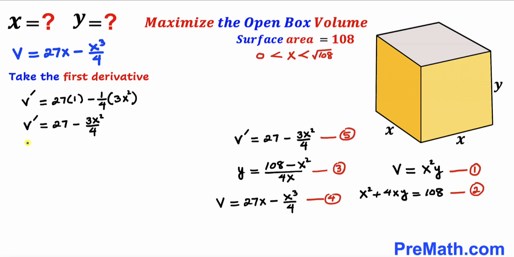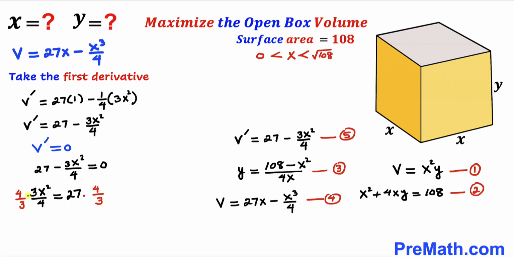And now, in order to maximize the volume, we are going to set this derivative V prime equal to 0. So this equation becomes 27 minus 3x squared divided by 4 equals 0. I'm going to move this to the other side. Now I'm going to multiply both sides by the reciprocal, 4 divided by 3 on this side and 4 divided by 3 on this side as well.